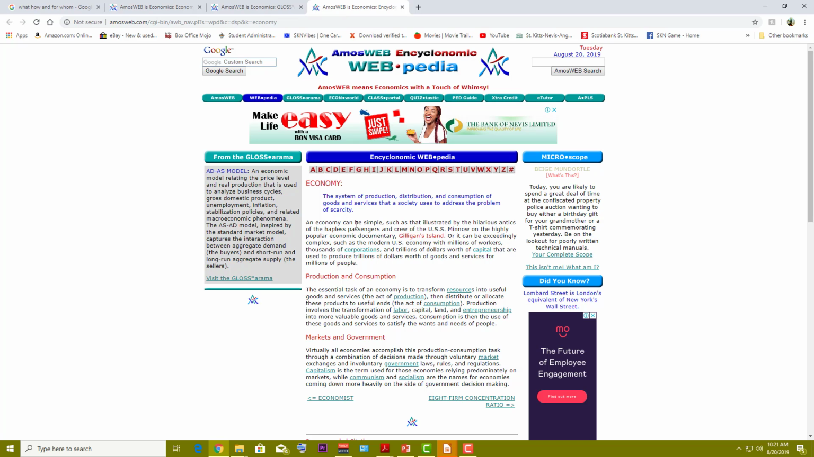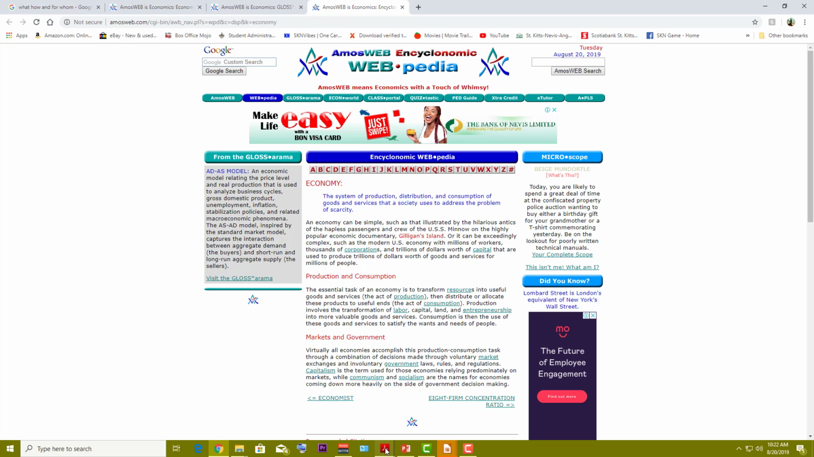And remember, we said scarcity refers to the fact that things are limited. We don't have an unlimited source of resources. They are limited. That's why you have scarcity. Like I was saying before, the questions of what, how, and for whom are the three economic questions that the economy is used to answer. Later on, when we're looking at types of economies, we're going to see how different countries choose to answer those three basic questions. But for now, the economy can be defined as the system of production, distribution, and consumption of goods and services that a society uses to address the problem of scarcity.